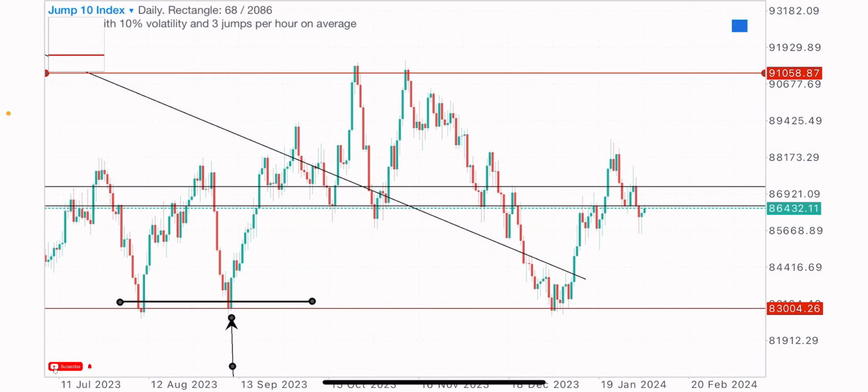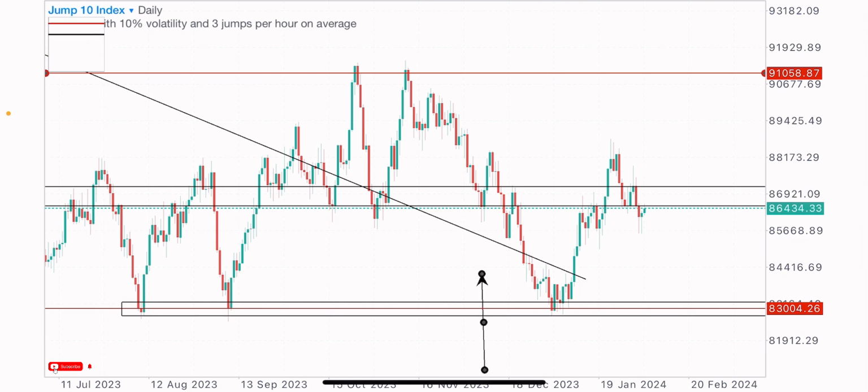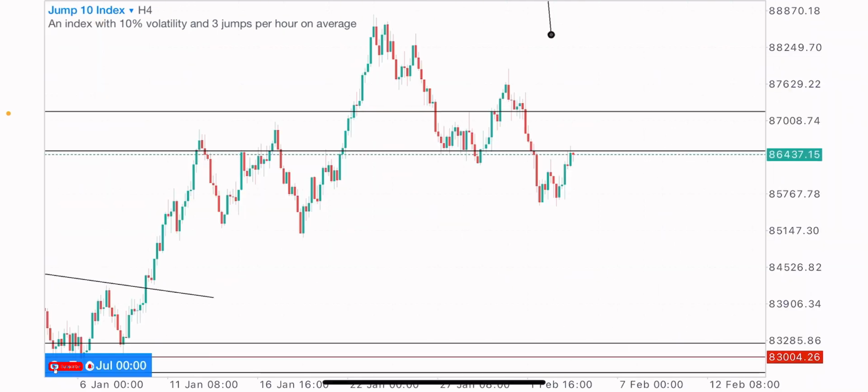All right, let's identify it properly. Let's mark it up. We could see price sell to this zone to come test this level in the coming days and weeks. So how do we take advantage of this sell opportunity? How do we get into this trade?